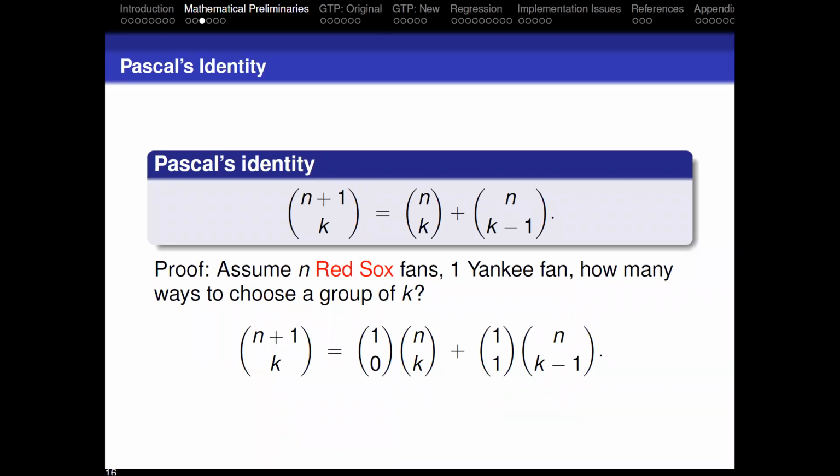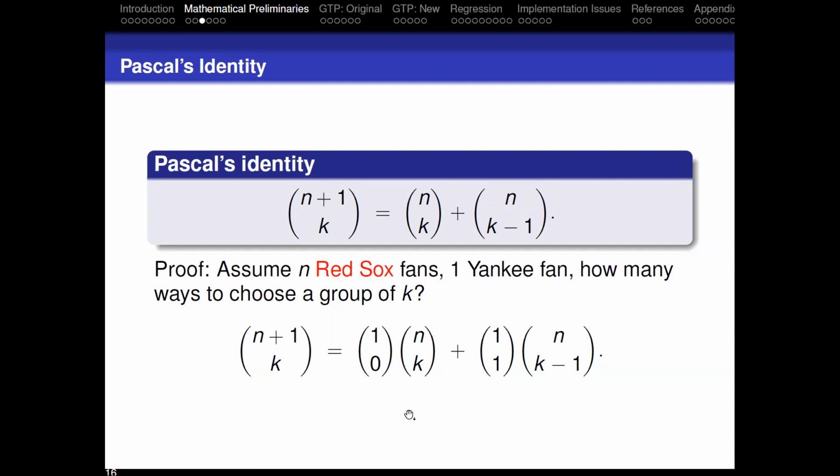So imagine there are n Red Sox fans and 1 Yankee fan, and you want to form a group of k people. How can you do this? A lot of combinatorics comes down to counting something 2 different ways. Well, I have n plus 1 total people. I want to choose k, so it's just n plus 1 choose k.